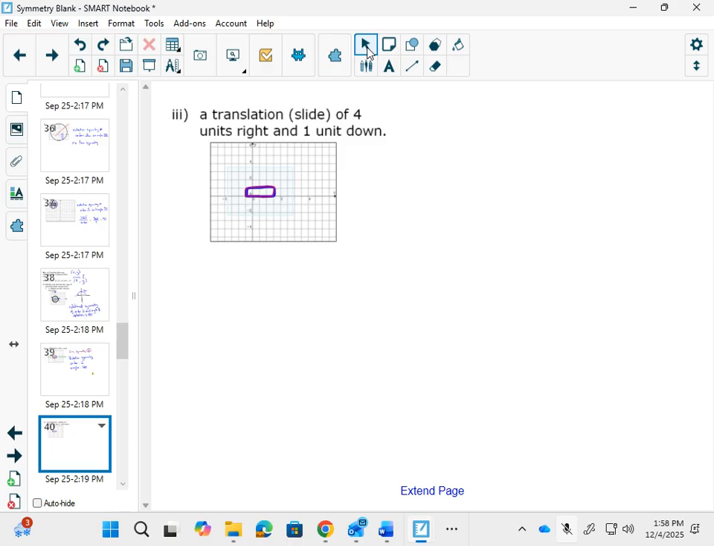There, I got it. If I slide it 4 to the right, it would look like this. 1, 2, 3, 4, and then 1 down, bam. There's my new shape. I'm going to outline that shape in green.